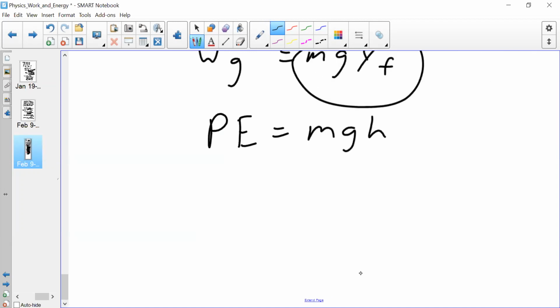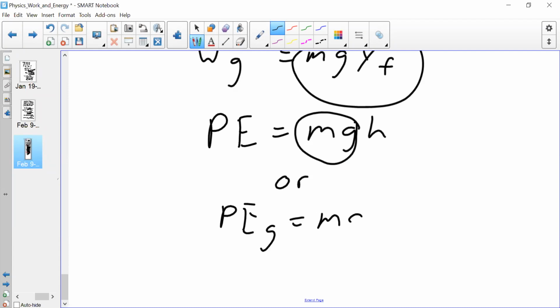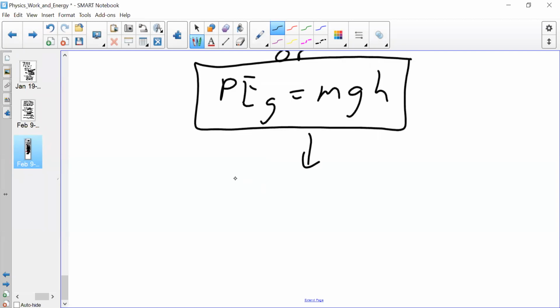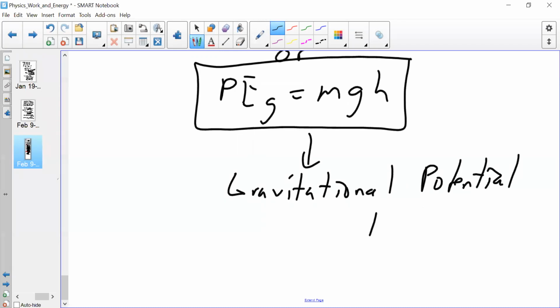So this is our formula for potential energy, and specifically gravitational potential energy, because it's the potential energy associated with the force of gravity. So better yet, we can just say PEG is equal to mgh. And this is our formula for gravitational potential energy. And that's where that comes from.